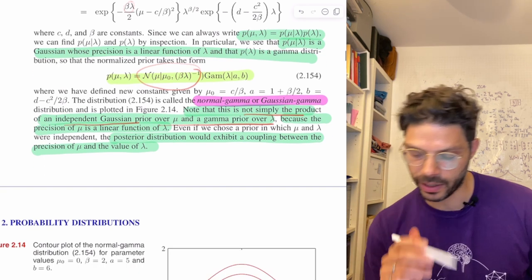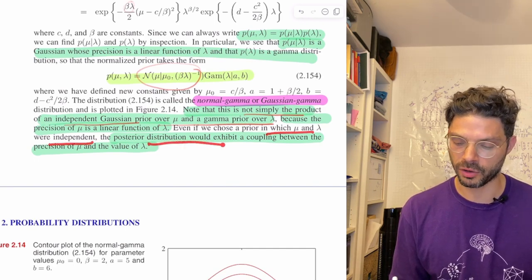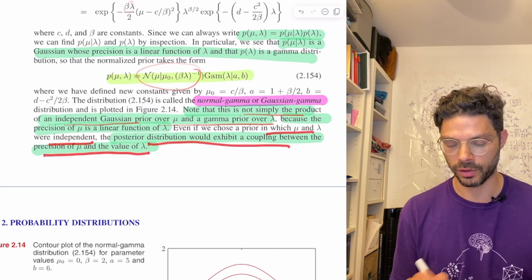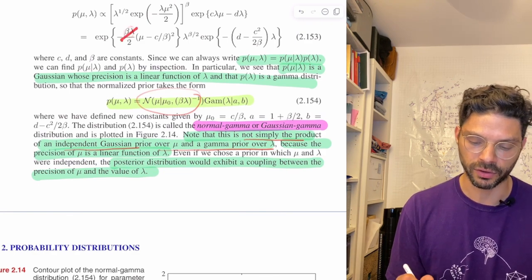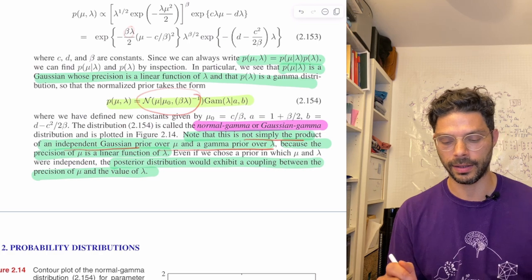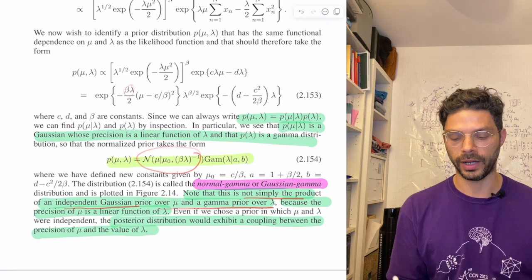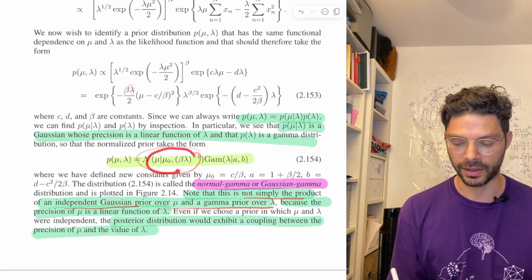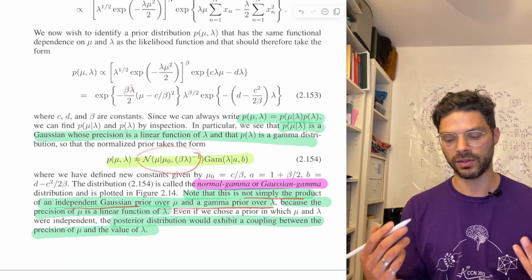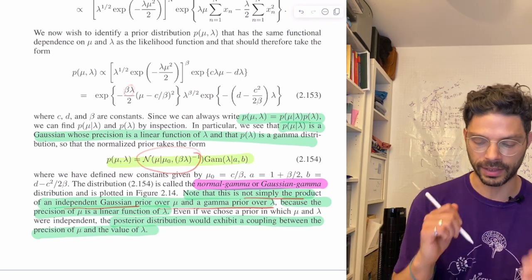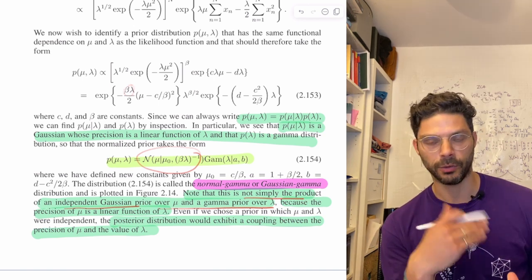Even if we chose a prior in which mu and lambda were independent, the posterior distribution would exhibit a coupling between the precision and the mean. So he's saying that even if you originally got rid of this dependence in the prior, as soon as you bring in the likelihood through the data points, the result would have some kind of complicated dependence showing up like this. All of a sudden your distribution on the means would involve the lambdas, your precision, as well. So it would only last for one step.